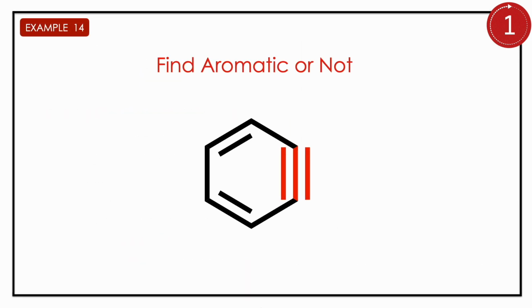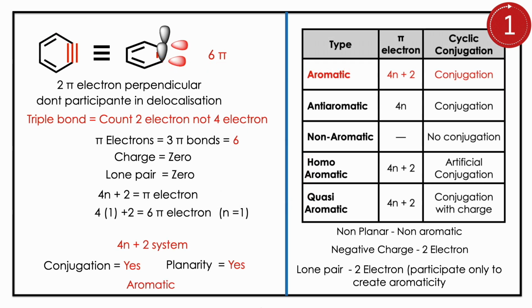Then the next example, you have a benzene with one triple bond. You have to find whether it is aromatic or not. Benzene is a tricky system. It has one triple bond. So how many electrons should you count? Here a triple bond means two pi bonds are perpendicular to each other, so one pi bond is away from the system. So you should count only 2 pi electrons. So the triple bond contributes 2 pi electrons, so totally 6 pi electrons. It is a 4n plus 2 pi system where n is 1. Conjugation is definitely there. Planarity is definitely there. So the benzene is aromatic.